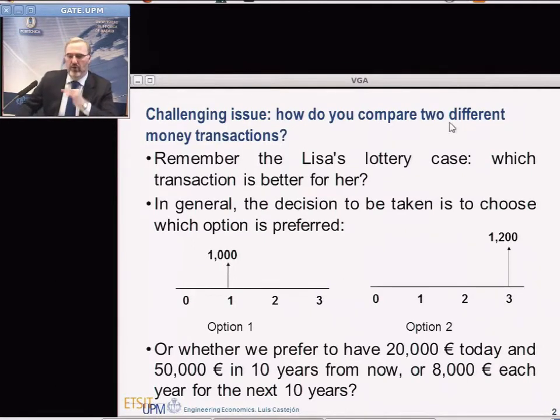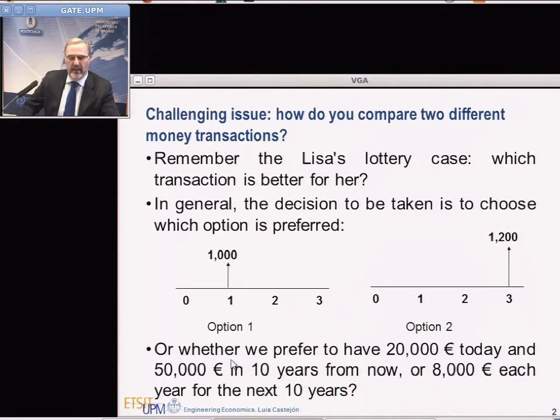Challenging issue: how do you compare 2 different money transactions? In general, for example, will you choose option 1, which is not having money today, but receiving 1,000 euros in 1 year from now? Or do you prefer option 2, which is not receiving any money for the next 3 years, and at the end of the third year, receiving 1,200 euros? What do you prefer? Have you got any rule to decide about that?